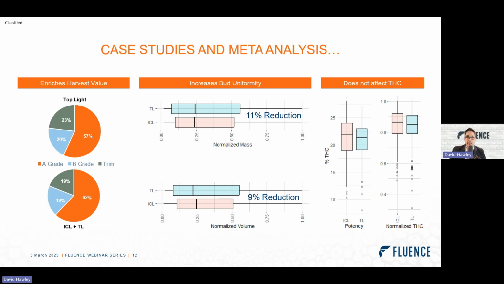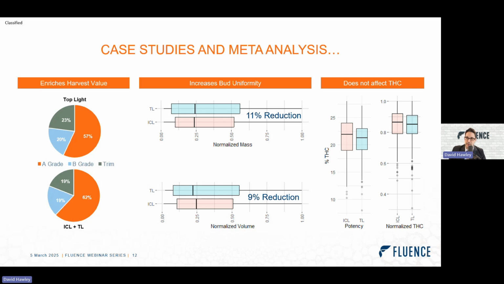Thing number two is that we are increasing bud uniformity in terms of mass and volume. To take you through how to interpret these figures, right here we're talking about normalized mass. If you look at the blue bar, that's top light alone, and the width of this bar indicates the variability around that median. The pink bar is showing that with intercanopy light, this box narrows a little bit. In other words, we have less variability around that midpoint. It's the exact same way to interpret the graph below it, which is volume instead of mass.